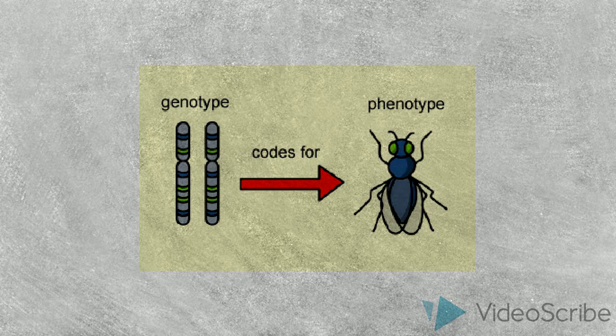Some terms associated with genes and alleles are genotype and phenotype. Genotype refers to the actual set of alleles carried by the organism, including unexpressed alleles like ones that don't influence a specific trait they code for.